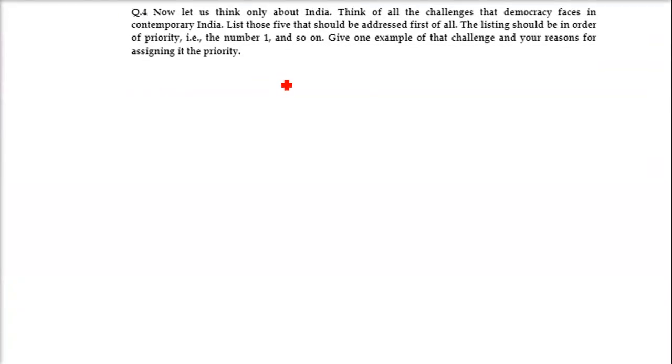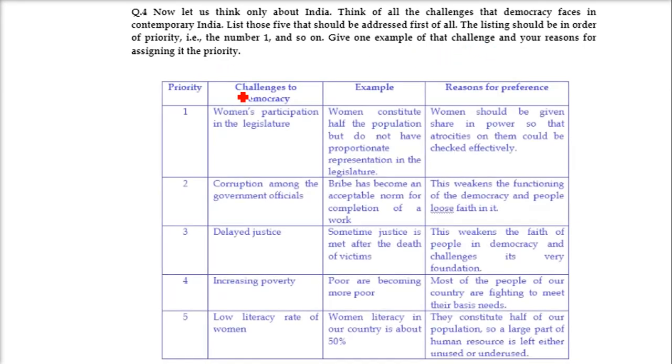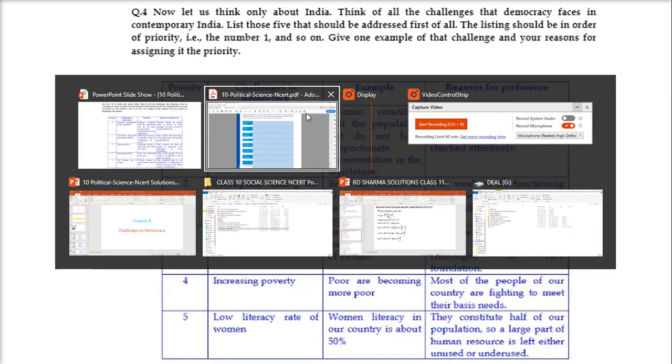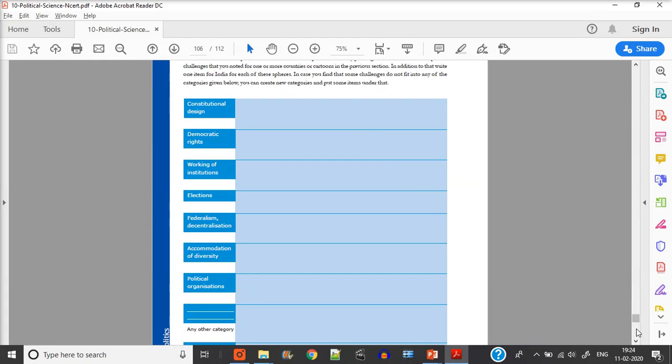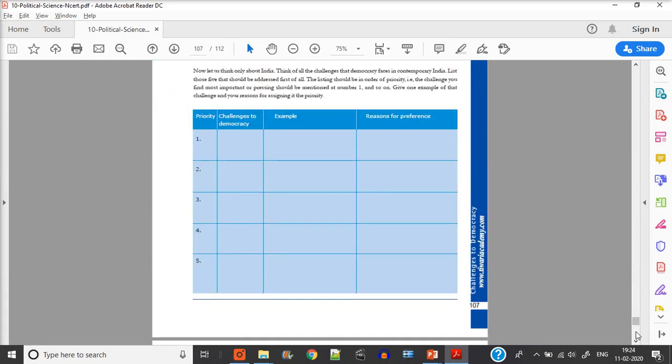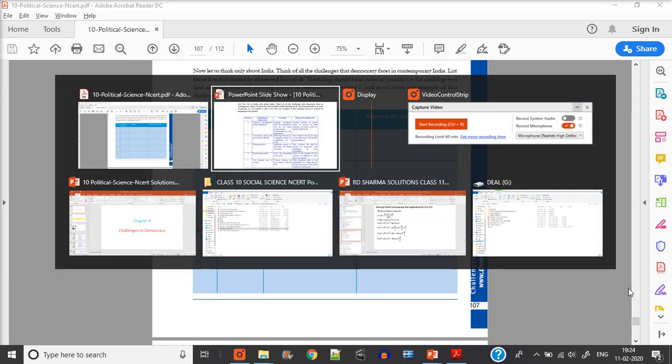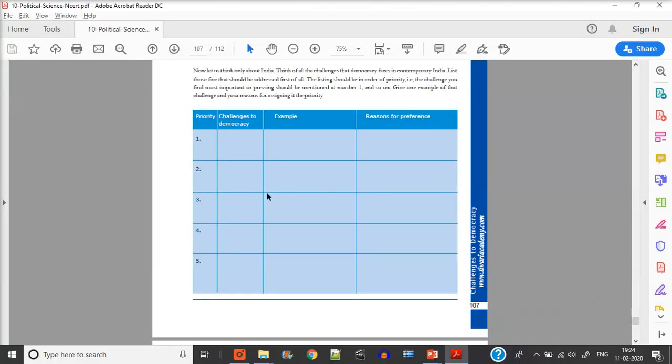Now let us think only about India. Think of all the challenges that democracy faces in contemporary India. List those five that should be addressed first of all. The listing should be in order of priority, that is, number 1 and so on. Give an example of that challenge and your reasons for assigning it the priority. So we are only talking about India. So we have a question here and we are taking the questions of this textbook only, right? So we are taking this answer.